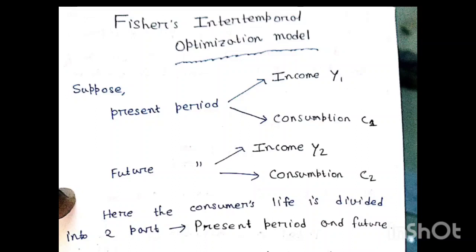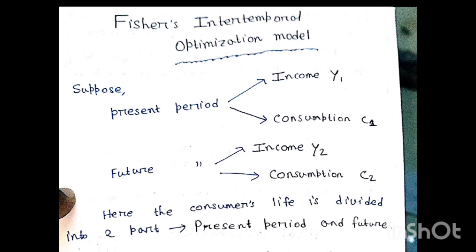So today our topic of discussion is Fisher's intertemporal optimization model, or Fisher's intertemporal choice model. In this model, Fisher has assumed that there are two periods in a consumer's life, the present period and the future period. The current period is denoted as the present period, and all the time after the current period is denoted as the future period.